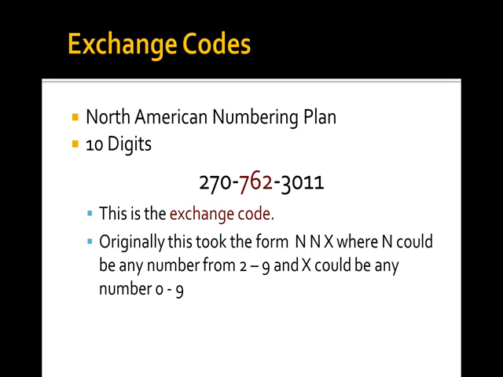Now, in the old form of this, the exchange code took the form of NNX. N is 2 through 9, that's the complement of this, if you'll remember. This is so we can determine this is an area code and this is an exchange code. And then X is 0 through 9. Okay? So in each area code, we could have 640 exchanges. Cool.